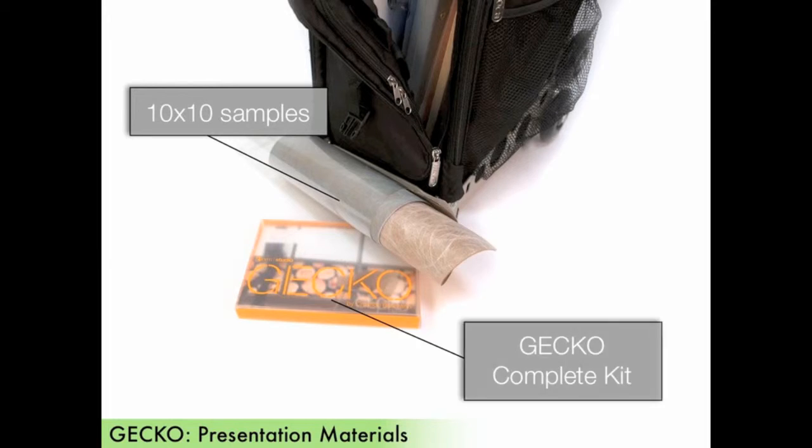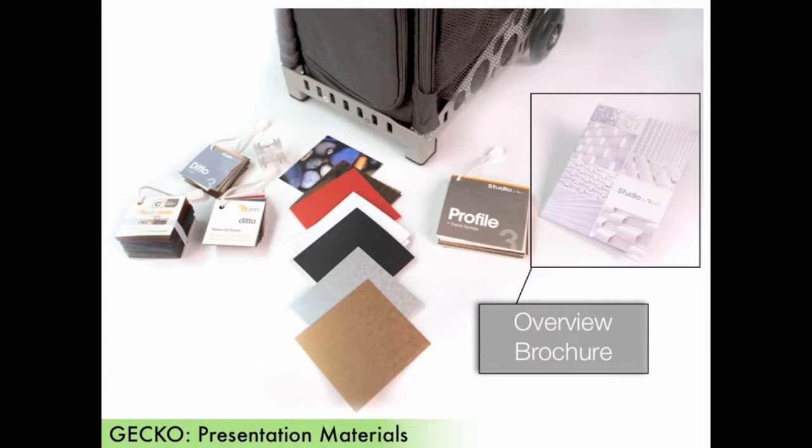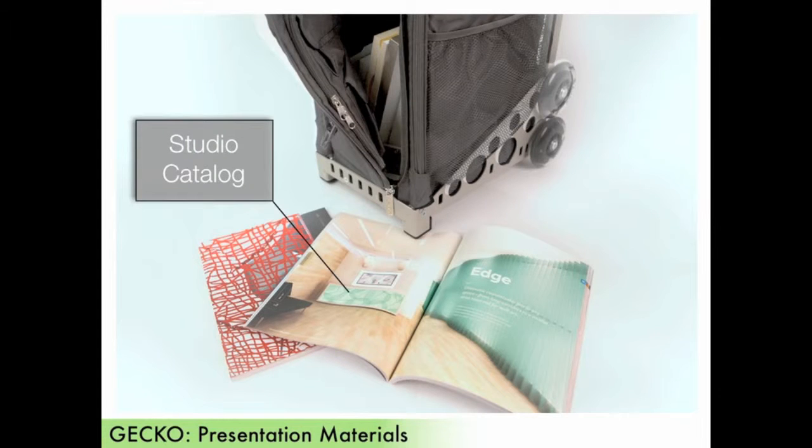You should also have a Gecko complete kit, which contains one of each of the available standard patterns. You should have the overview fold-out brochure, which shows examples of the entire studio line. This brochure is a great giveaway for each attendee at your presentation. Finally, you should have a studio catalog, which also shows all of the studio offerings. Each A&D library or firm should have at least one copy of this catalog.